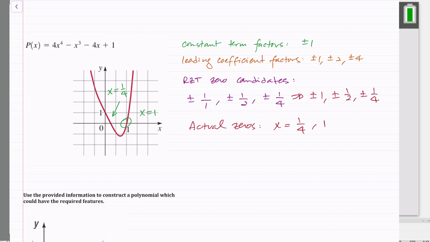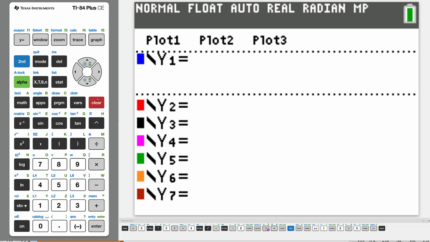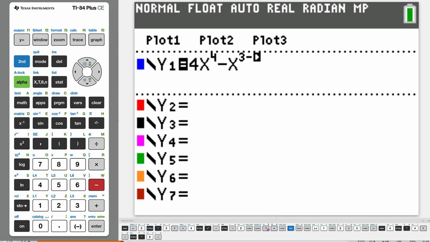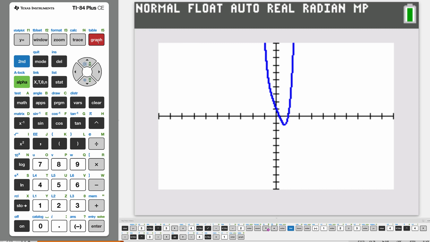And of course, we can resort to using the calculator to verify that those candidate roots are in fact roots. So let's key that in and clear this out. Our polynomial is given. It's 4x to the 4th minus x cubed minus 4x. Whoops. Got to make sure to get out of the exponent there. Minus 4x plus 1. And let's just graph it and see what we have here. That's a reasonable view. It looks about correct.